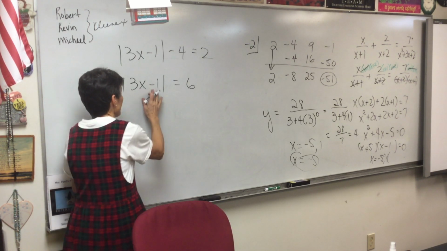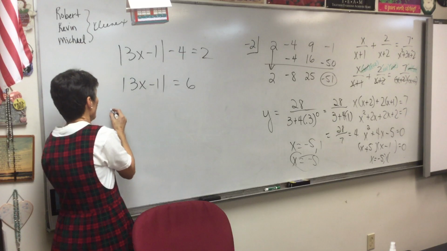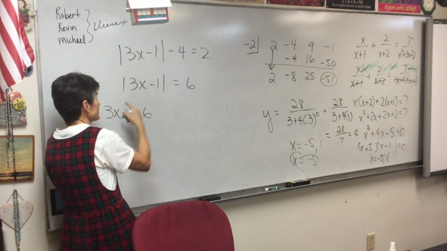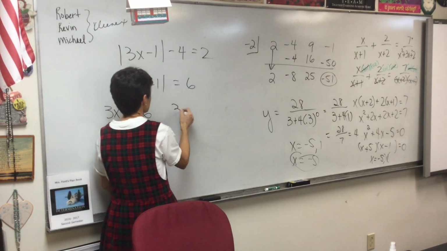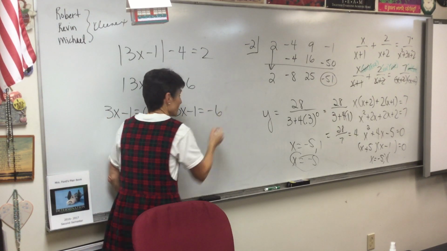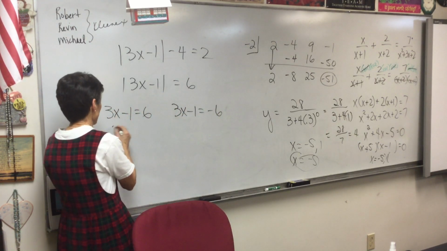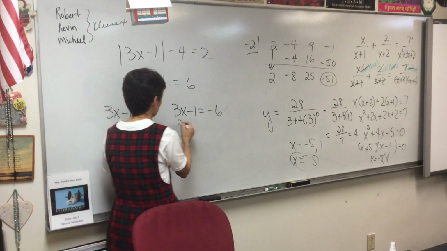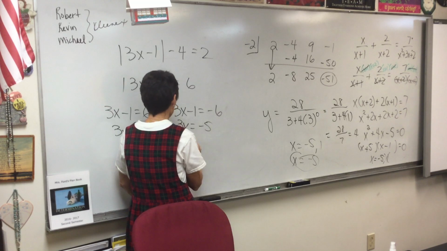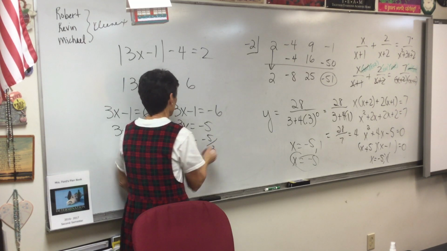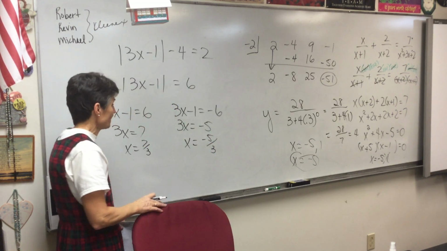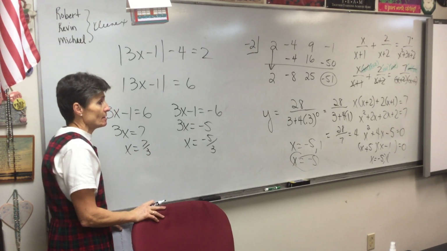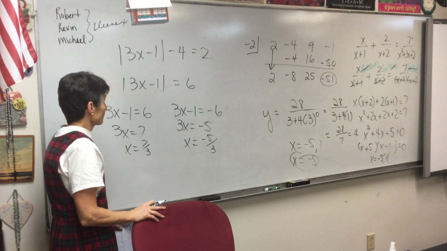Okay, now we have 2 options to do this problem. One option is to split it up into 2 equations: 3x minus 1 equals 6, and 3x minus 1 equals -6, and we solve. This is the way you did it when you were freshmen. It works. It doesn't work with really hard problems, but it certainly works with this kind. So our 2 answers are 7/3 and -5/3.